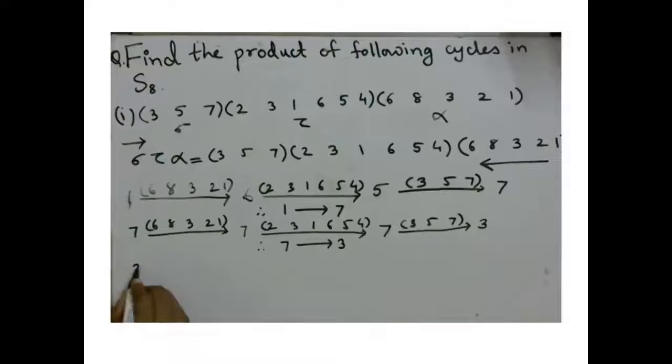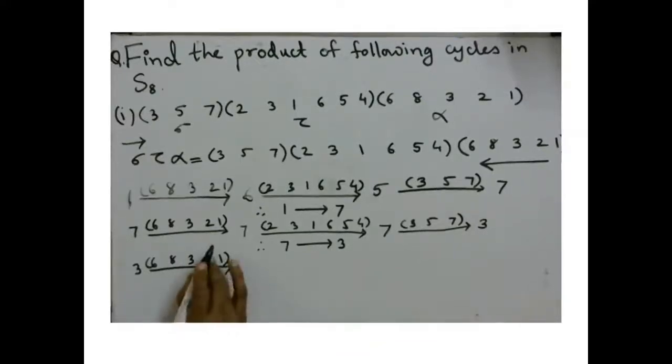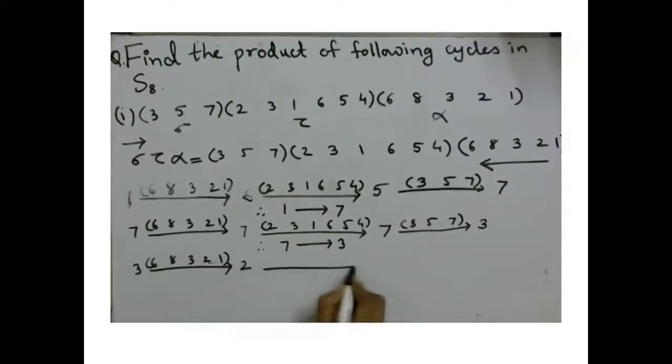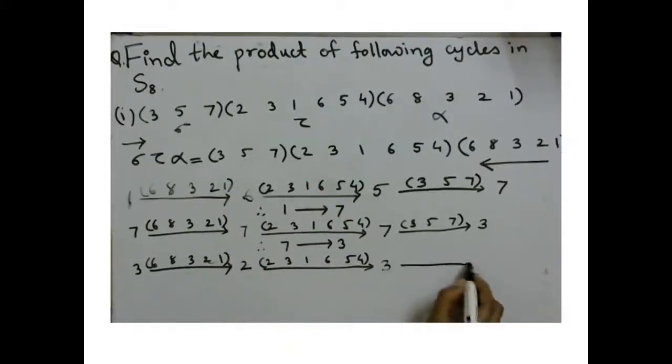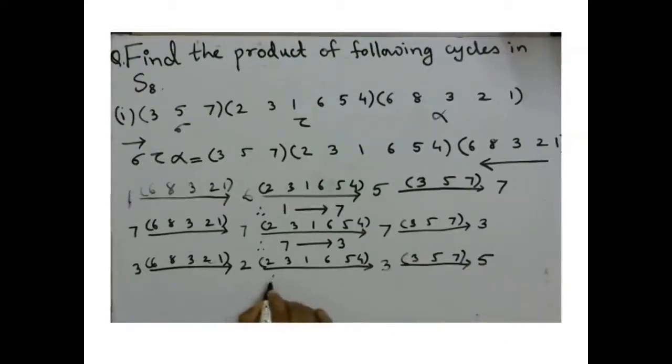Now let us find the image of 3, where 3 maps. So start with the rightmost cycle, (6, 8, 3, 2, 1). Here 3 maps to 2, so 3 goes to 2. Then in the next cycle, (2, 3, 1, 6, 5, 4), you see that 2 maps to 3, so 2 goes to 3. And in the last cycle, (3, 5, 7), 3 maps to 5, so 3 goes to 5. And therefore, finally 3 is mapping to 5.